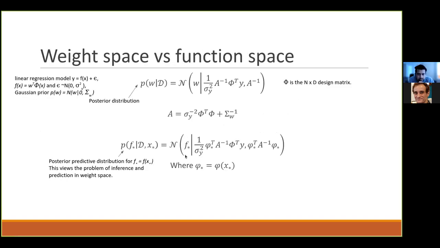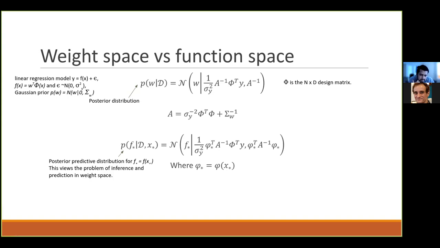So now, we saw that we can represent a kernel both in matrix space and function space. The matrix space could be represented as weight space, and the function in function space. That is what this slide describes. Suppose we have a linear regression model like y = f(x) + e. In that case, f(x) can be expressed in the second term with a Gaussian prior. Now, the posterior distribution would be the first equation displayed in the middle, where phi would be the n by d design matrix.